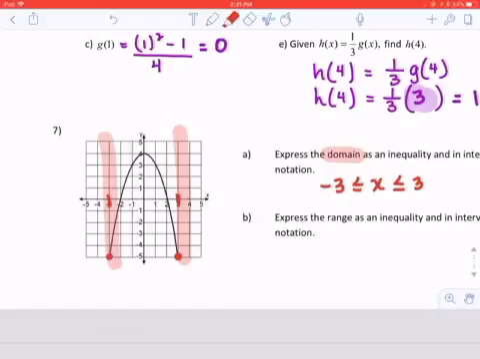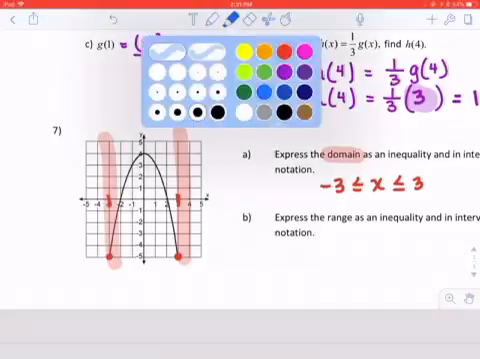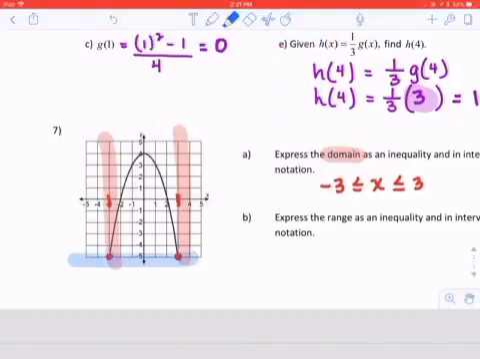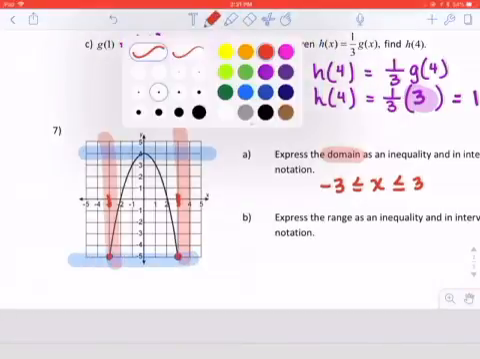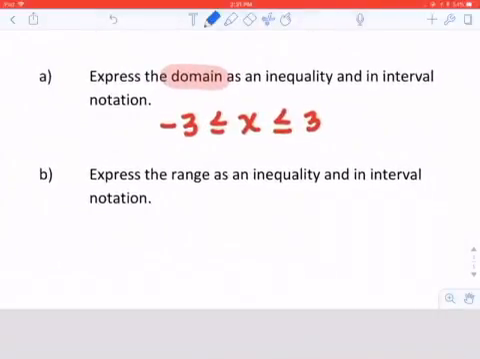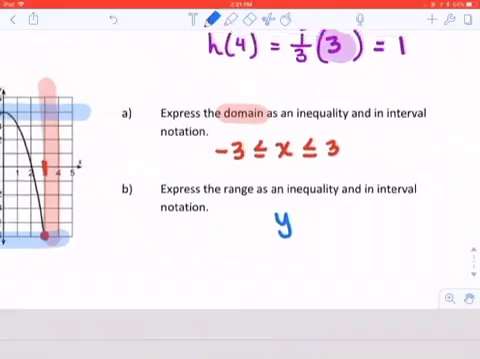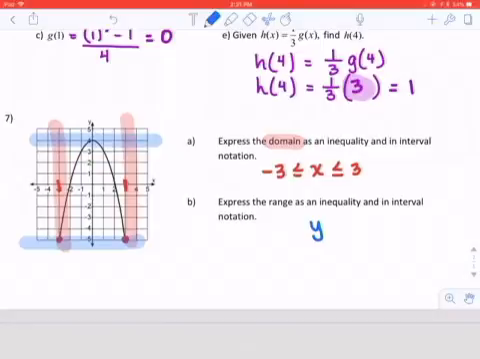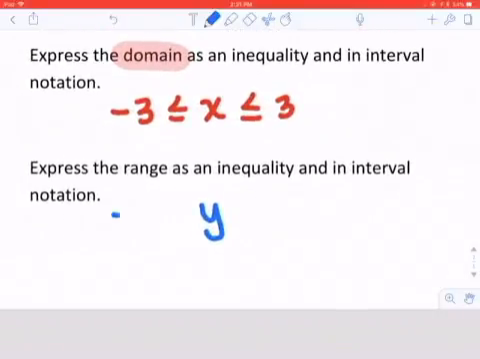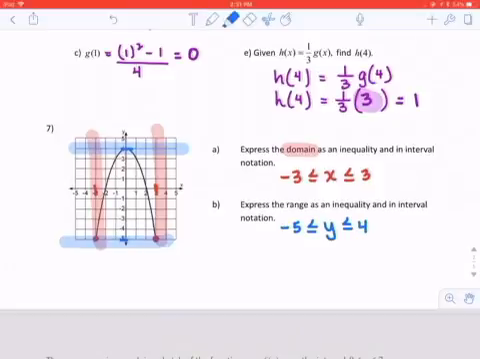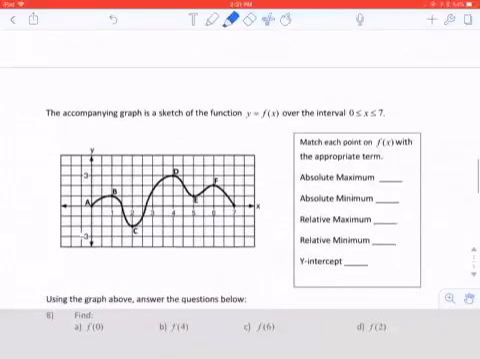Same goes for the range. The range goes from the lowest point to the highest point, and we're talking y values. The range is the only time you're going to use a y value in your inequality when we're talking about graphs and features of the graph. So you can see the lowest point here is at -5, and the highest point here is at 4. So that inequality is going to be -5 is less than or equal to y is less than or equal to 4. Domain X, range Y.